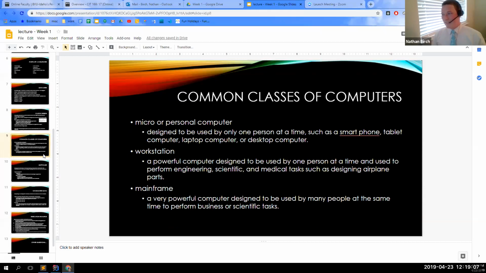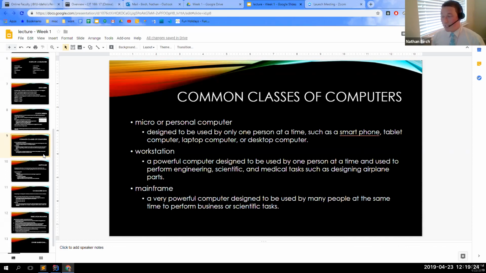So, common classes of computers. We have a micro or personal computer. These are designed to be used by a single person at a time. Could be classified as the laptop I'm using for this class right now, a desktop computer, a tablet, a smartphone. These are all personal computers or microcomputers.